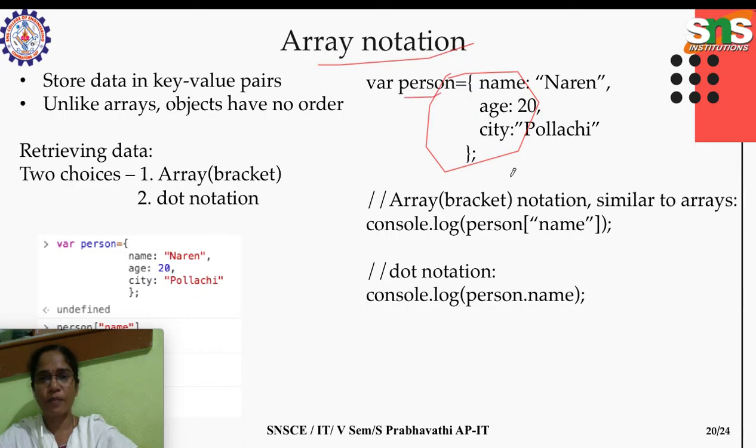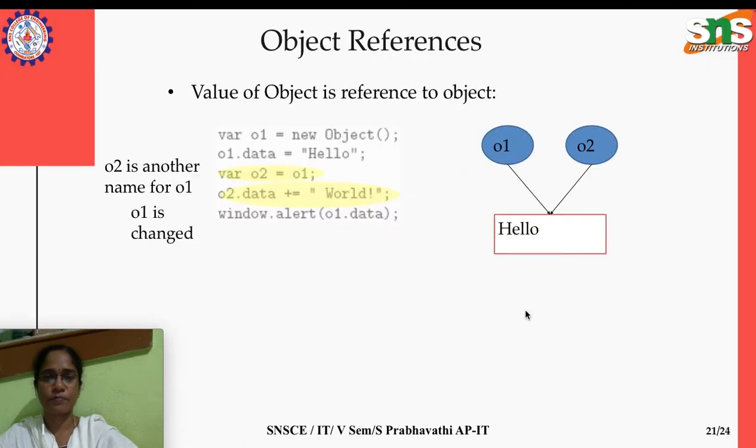The object name, within the square bracket, double quotation, the property name. This is nothing but array notation for accessing the object value. Okay, these are all the properties and these are all its respective values. This is array notation, and dot notation as usual, object dot the property name. Okay, two ways are there to retrieve the object's property values.